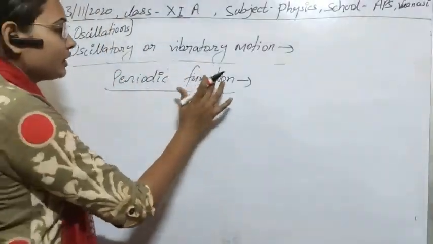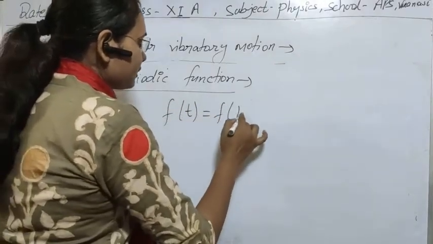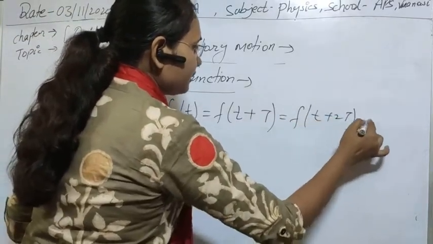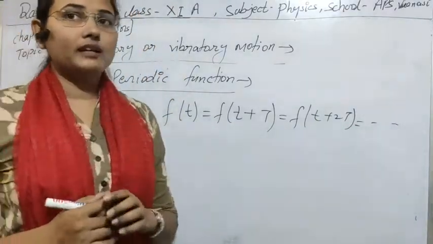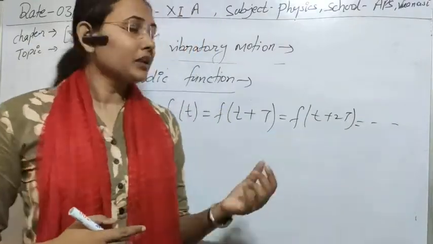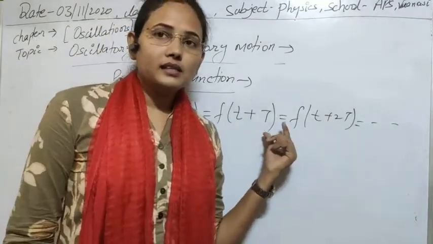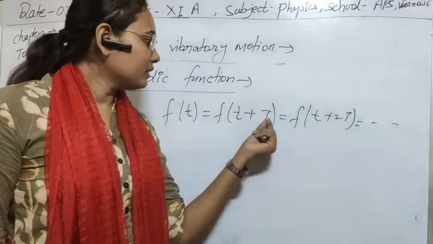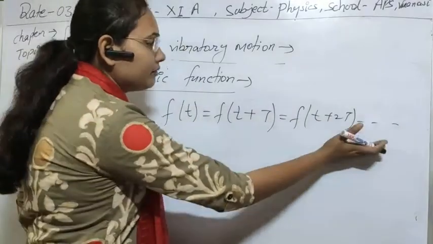And a function is known as periodic when it is of this type: f(t) = f(t + T) = f(t + 2T), and so on. As you know, the function is called periodic when the motion repeats itself after a certain interval of time. If in the question it is repeating at interval T, that is the time period, then obviously this function will be a periodic function and will have this property.